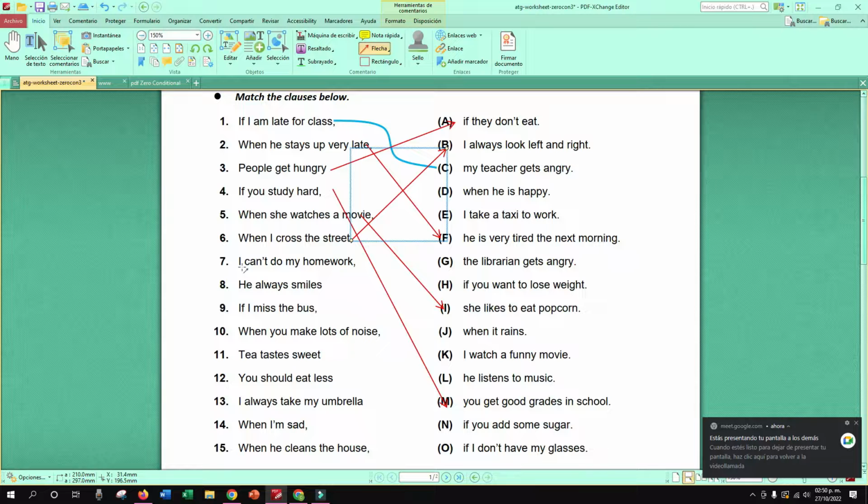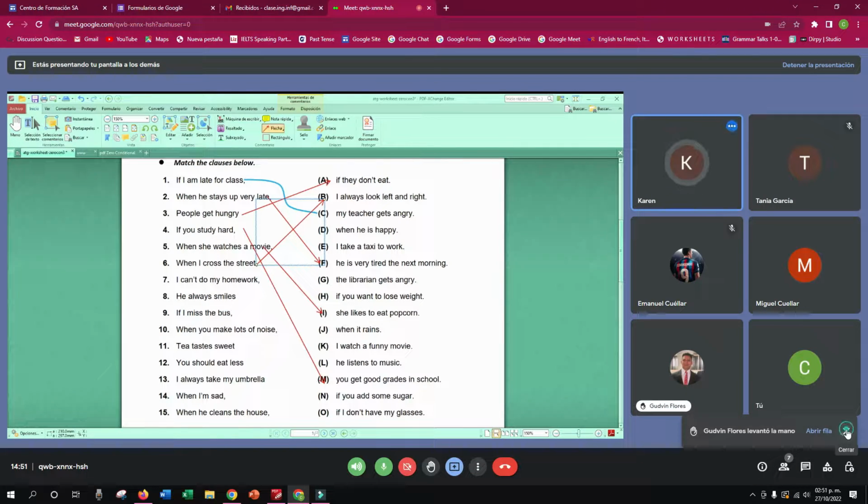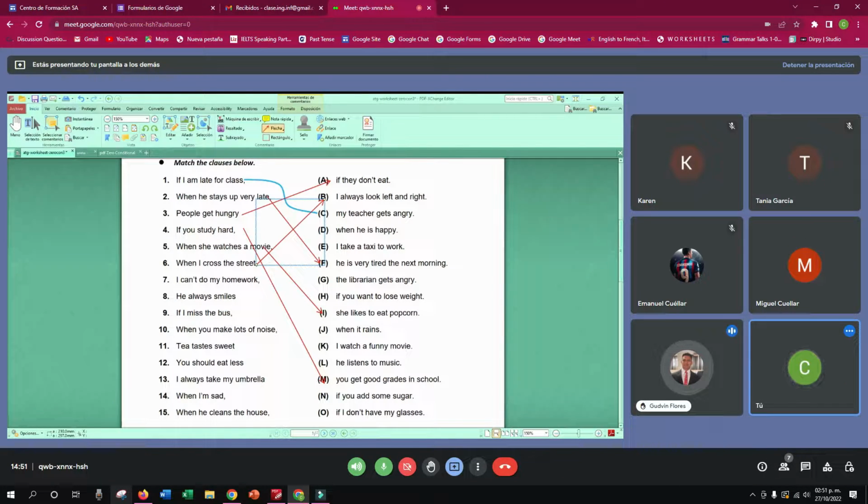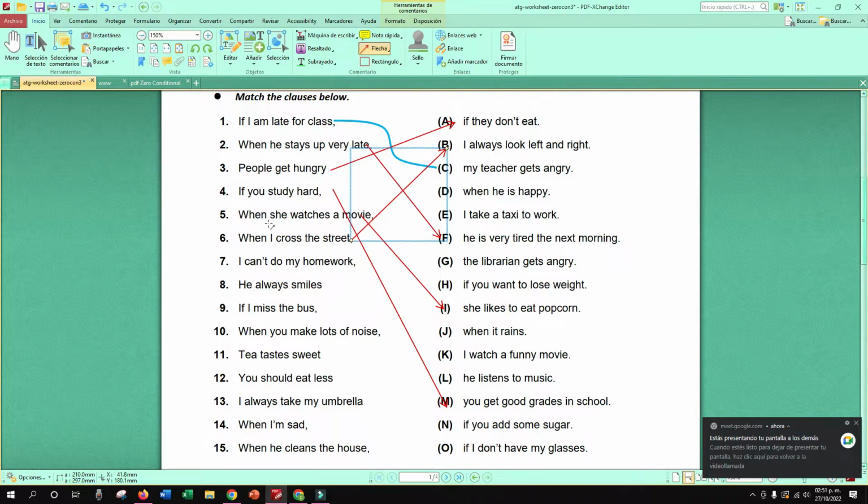What about 7, Mr. Goodwin? You raised your hand, right? So I can't do my homework. Which could be the answer there? I can't do my homework. Mr. Goodwin? Little G. Letter G. I don't have my glasses. Yeah. Letter O. Yes. So it says, I can't do my homework.